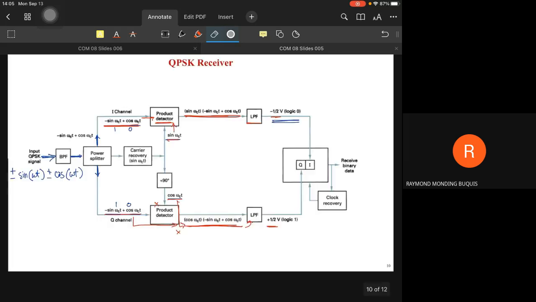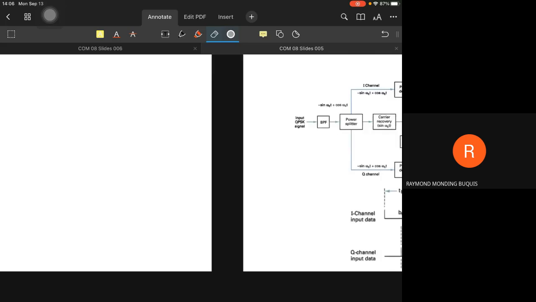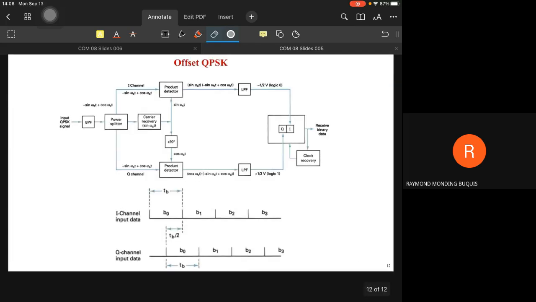Okay, so last time we ended up with this one, the QPSK receiver. And before we move further, a higher level PSK scheme, and QAM, which is our main topic for this afternoon. I have not covered this last meeting, which is this one, OQPSK or offset QPSK.